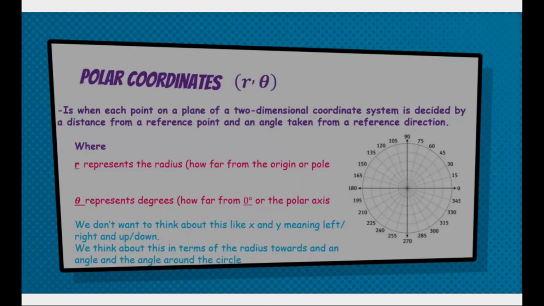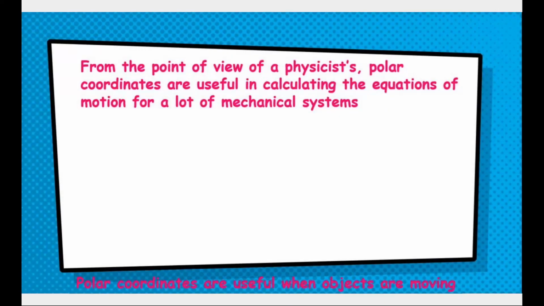We don't want to think about this in terms of X and Y, how we think left, right, up, and down. We think about this in terms of starting with our angle measurement and locating where that would be around the circle, and then extending from the center towards that angle measurement. That is how we're going to approach this.